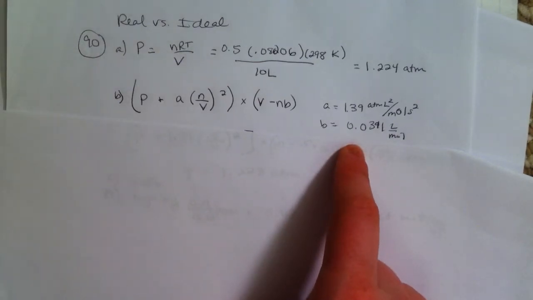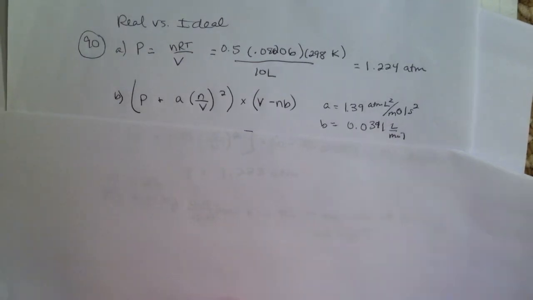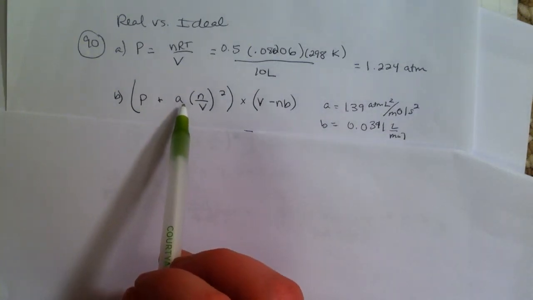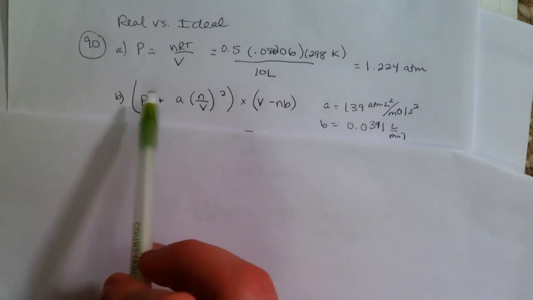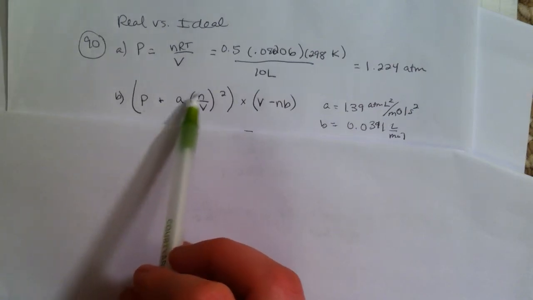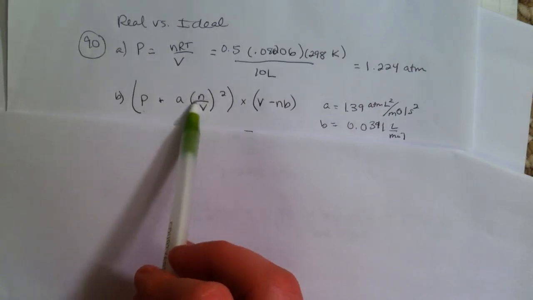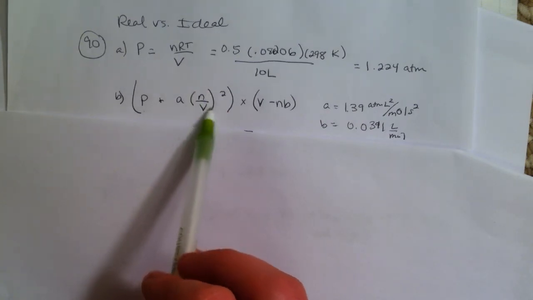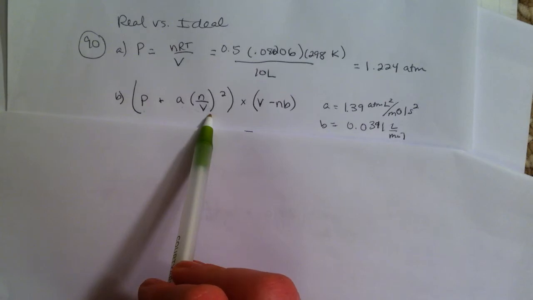And then we use the real equation, and we have to find the A and the B, which are given to us in the chart. And remember, A is the correction in pressure because the particles don't just hit against the walls, they hit against each other. And depending on how many particles there are and how much space there is, they're going to hit each other more or less. So that's what this part of the correction is.